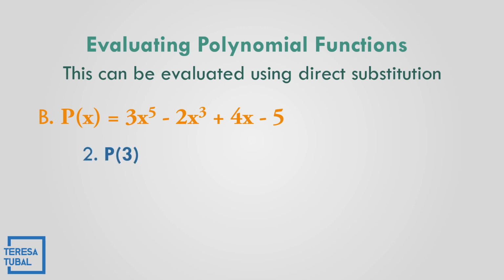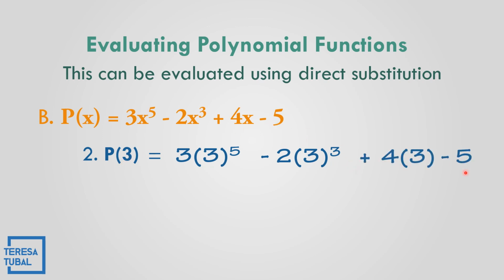How about if we need to replace the value of x by 3? P of 3. So copy 3, replace x by 3, raised to the fifth power, copy negative 2, replace x by 3, and then cube, copy positive 4, replace x by 3, and then copy negative 5. Bring down 3, and then 3 times 3 times 3 times 3 times 3, that is equal to 243.